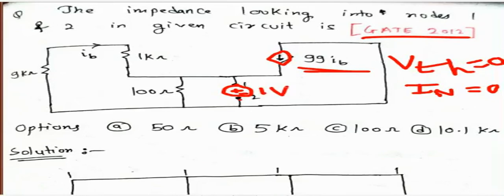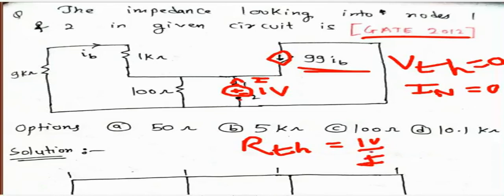So I have connected a 1 volt source and I will find out the current coming out from this node. Then my RTH resistance will be 1 volt divided by that current. So this is the equivalent resistance.